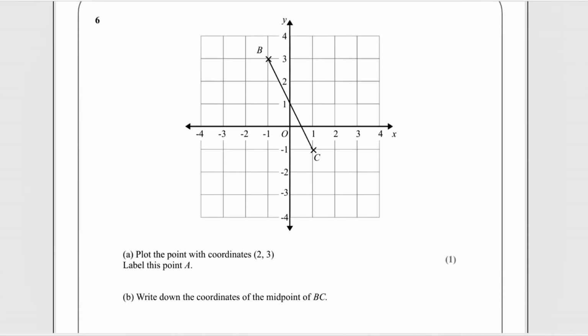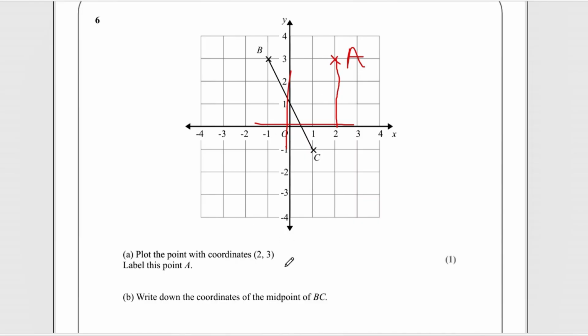All right, we go to question six. Yes, this is likely going to come out because every year we keep seeing midpoint questions. Plot the point with the coordinates 2, 3. So x is 2, y is 3. Remember, this is the x-axis, that's a horizontal line, and the vertical line is the y-axis. So x is 2, that's where x goes up to meet y as 3. So this is a point. Label this A. So A is definitely here, 2, 3.